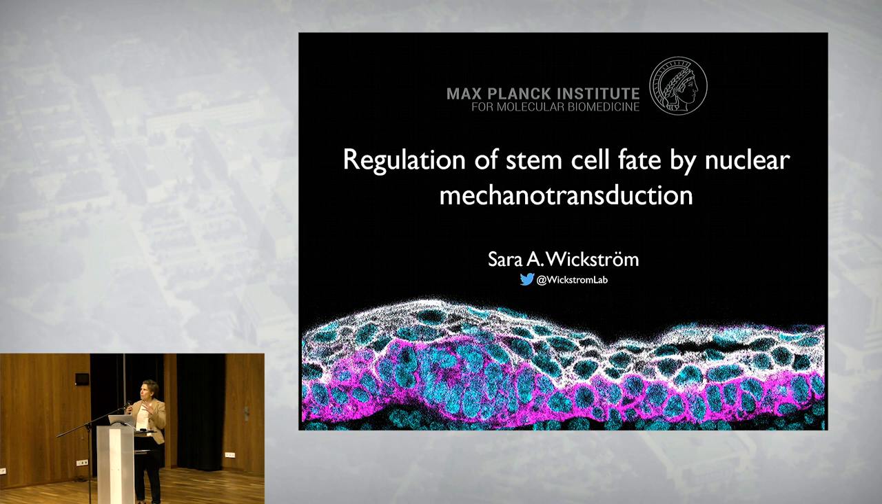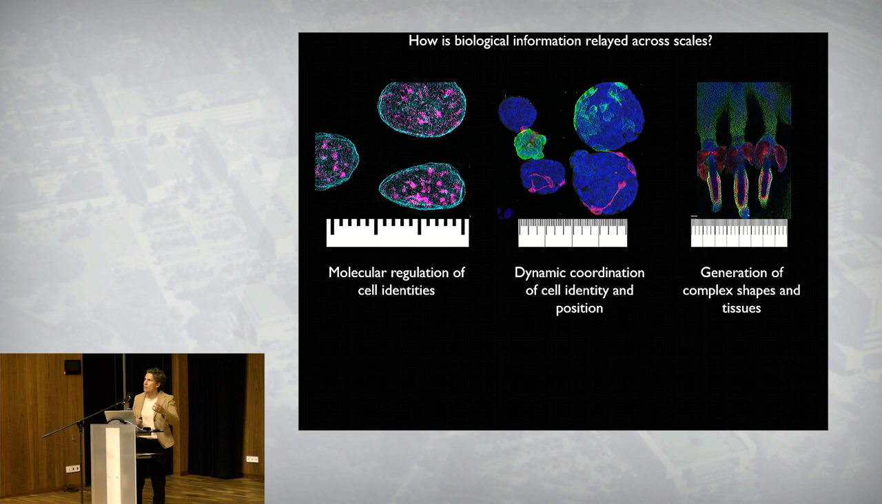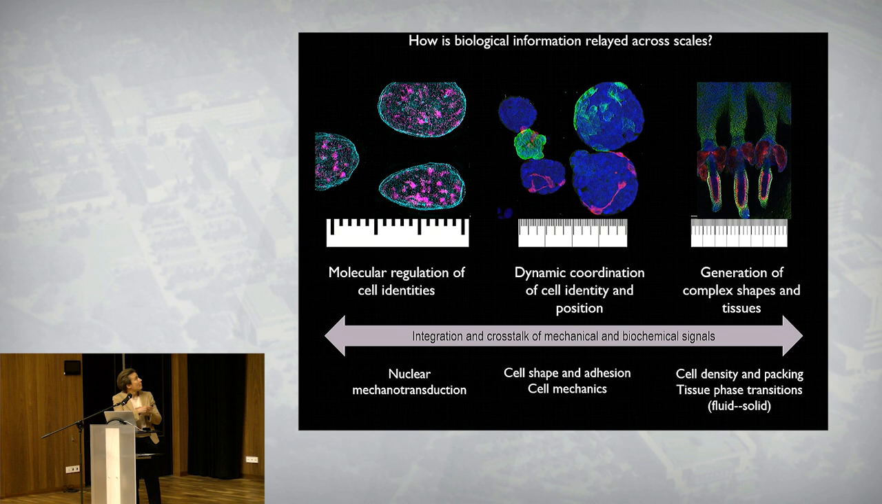So basically my lab is trying to understand how biological information is transmitted across scales. And by across scales, I mean really from the molecular mechanisms by which single cells establish and maintain their fates, to how single cells interact with each other to coordinate their fates in space and time in dynamic cellular systems, and how these groups of cells then go on to organize into hierarchical functional organs. And of course, we know that this organ architecture and structure feeds back all the way again to the molecular states. And our leading hypothesis is that the communication might occur through integrating mechanical and biochemical signals.